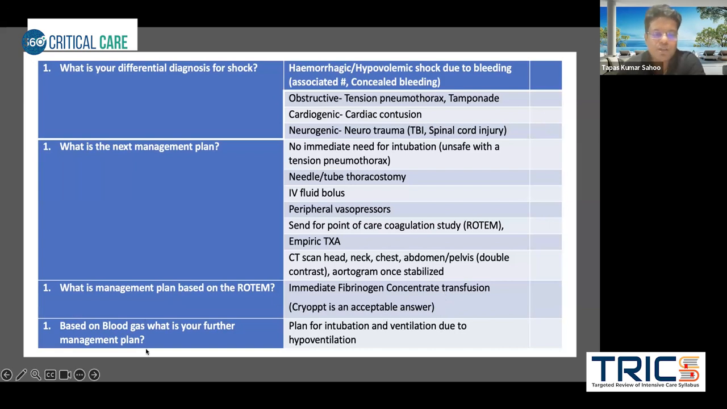Now, based on the blood gas, what is your further management plan? Definitely, you have to intubate this patient, because this patient is not going to wait for you.